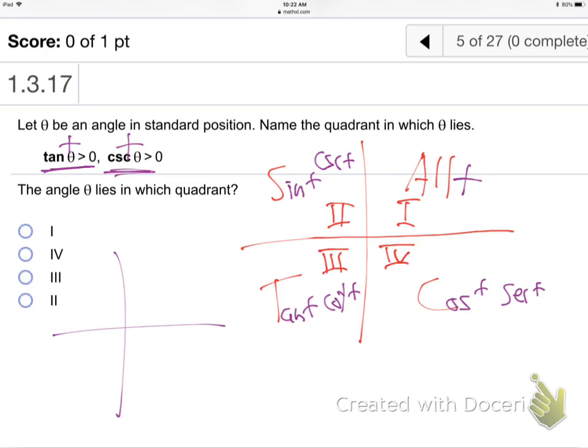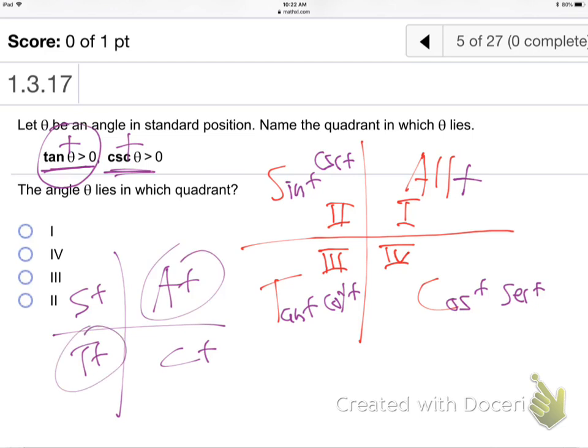Tangent is positive. What does it mean? If it says all students take calculus, this is where they're positive, right? All positive, sine positive, tan positive, cosine positive. If they're telling me the first fact, tangent is positive, right away I'm either in the first or the third. Because they're all positive here, and the tangent is positive there. I could not be in the second because only sine is positive, tangent is not. Could not be in the fourth, only cosine is positive, tangent is not. So I'm either first or third.